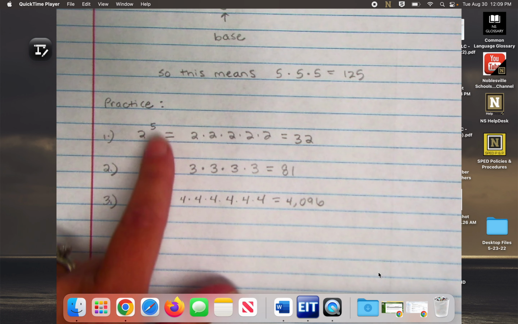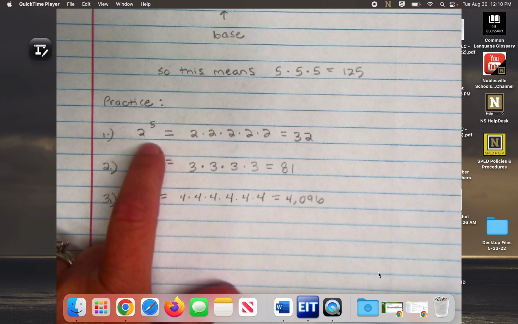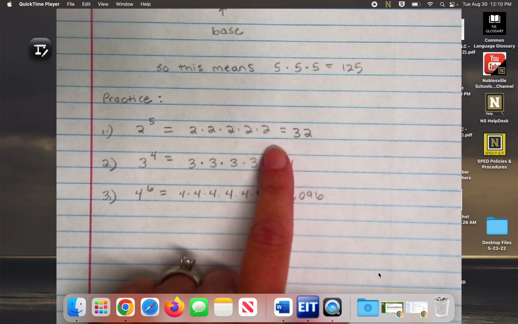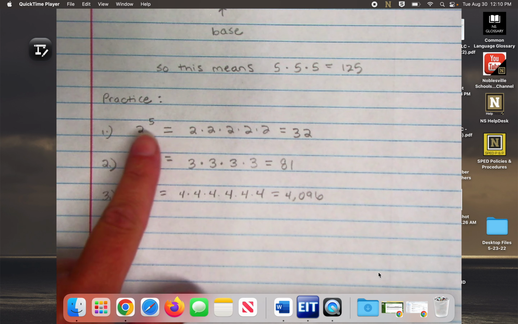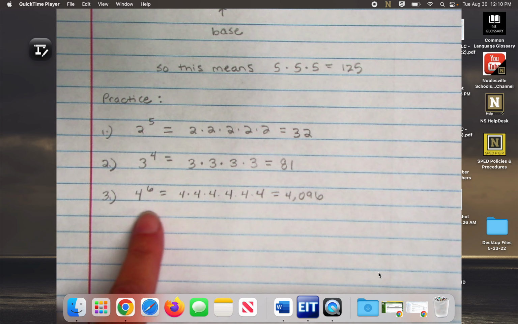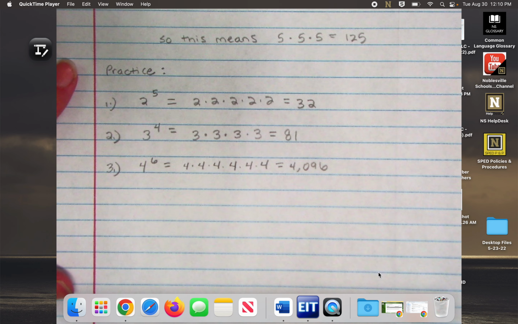And so then we had our exponential expression. We expanded it out. And then we were able to find the values of 2 to the 5th, 3 to the 4th, 4 to the 6th, right? This is all what we did on Thursday last week.